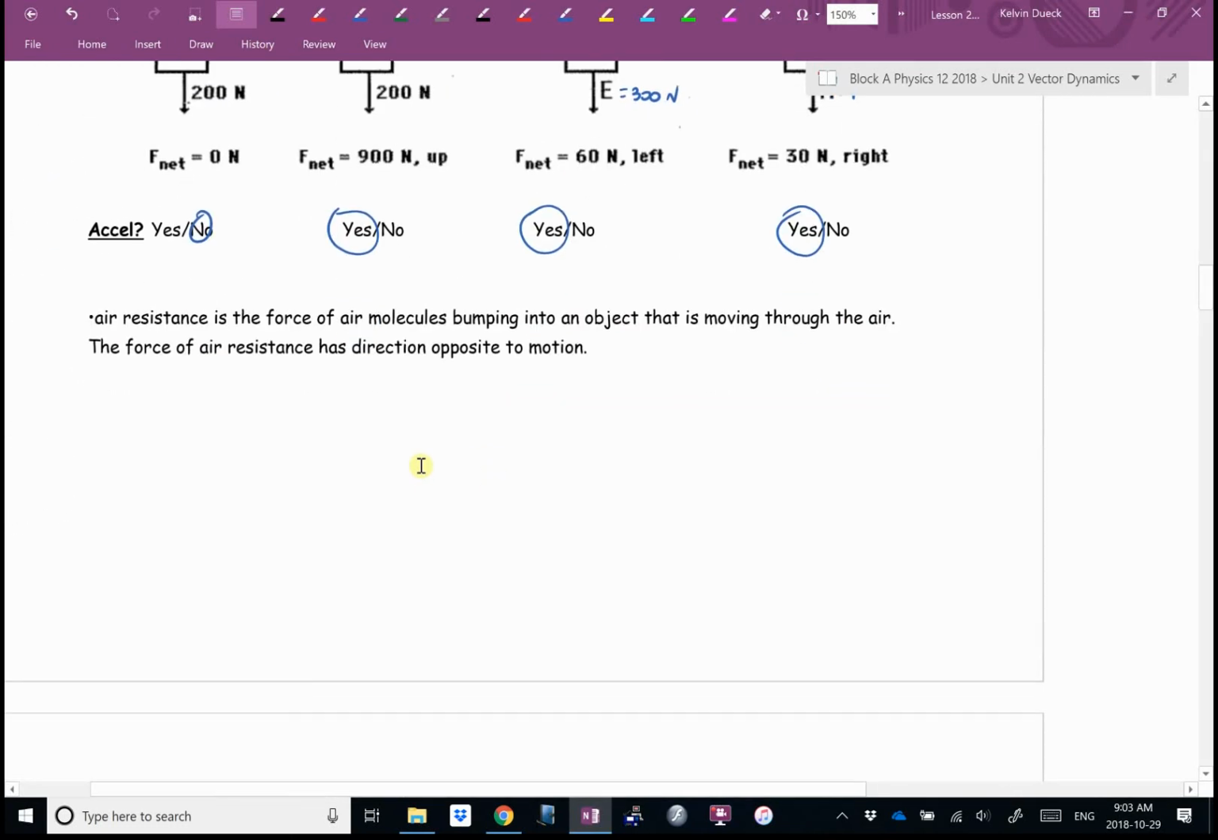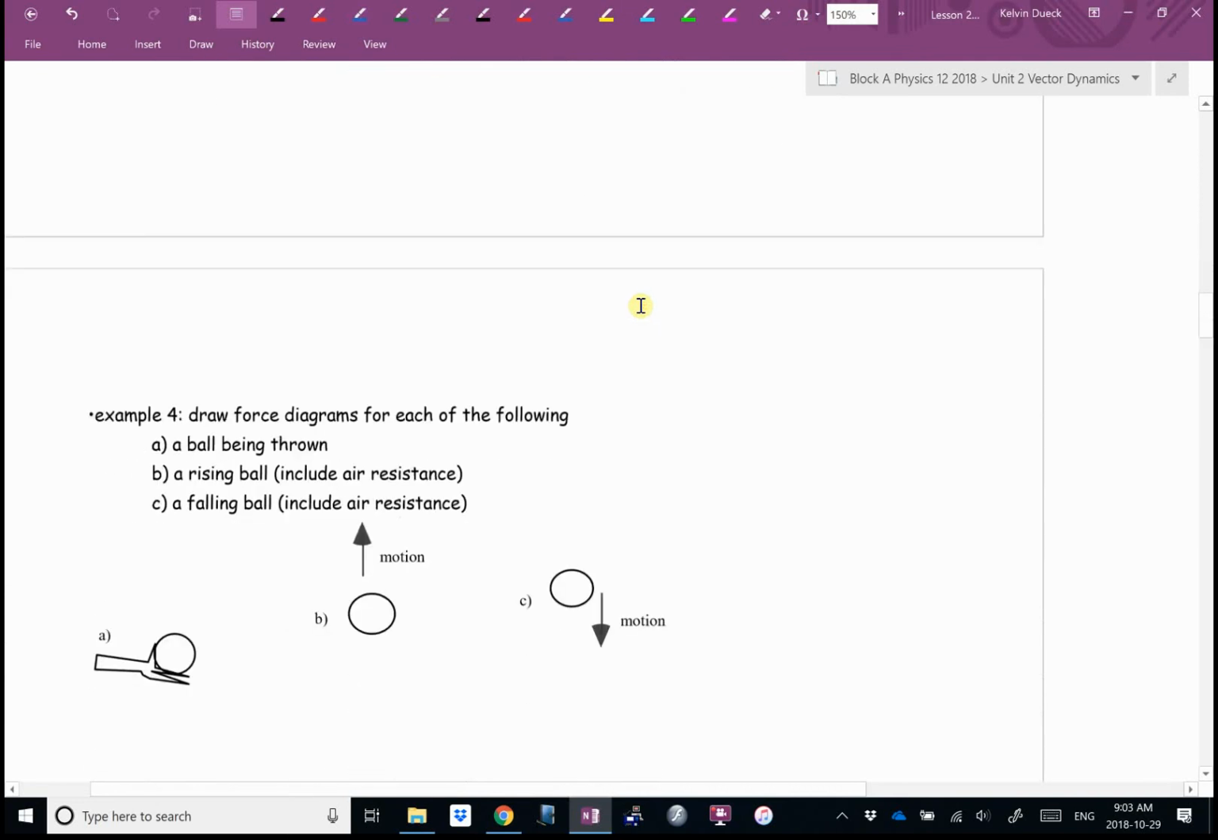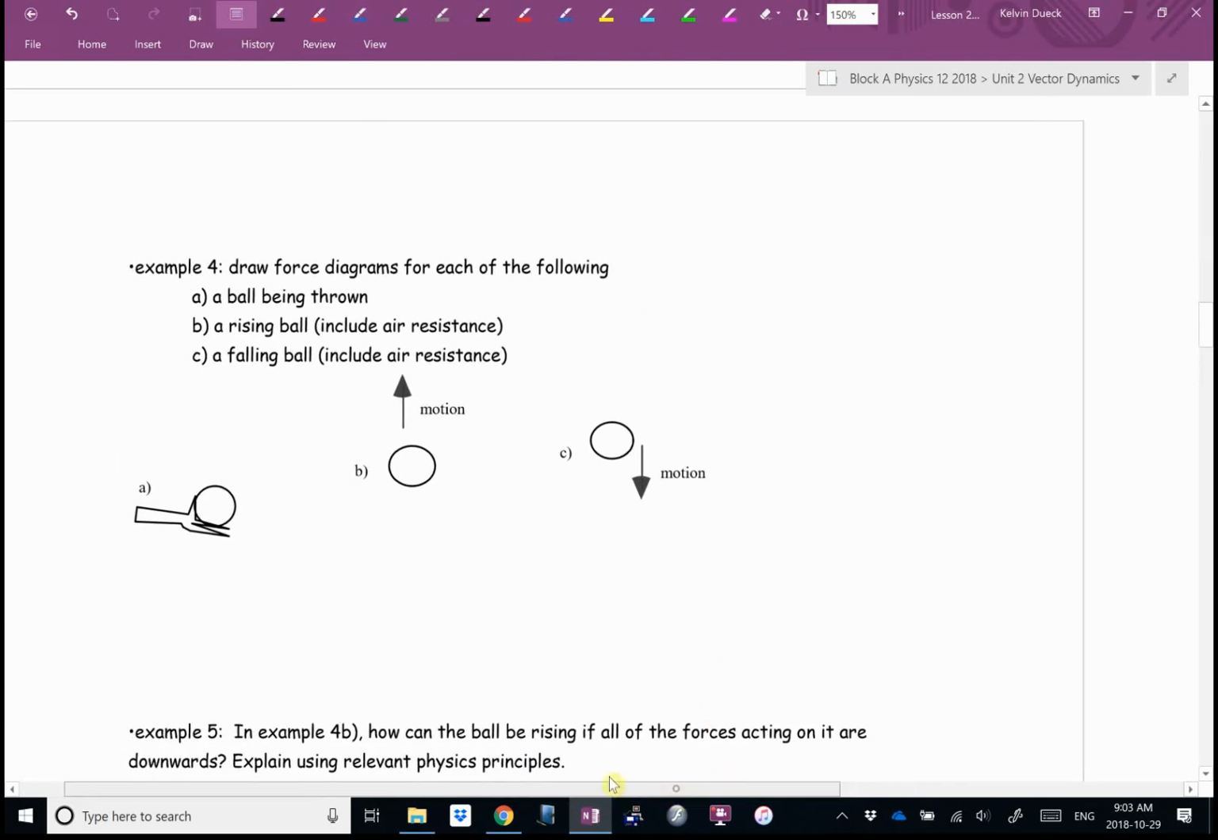Air resistance is the force of air molecules that are bumping into an object that's moving through the air. And the key concept with air resistance is that its direction is always opposite to the motion. If you're moving up, air resistance is down. If you're moving forwards, air resistance is backwards. So example 4, next page.